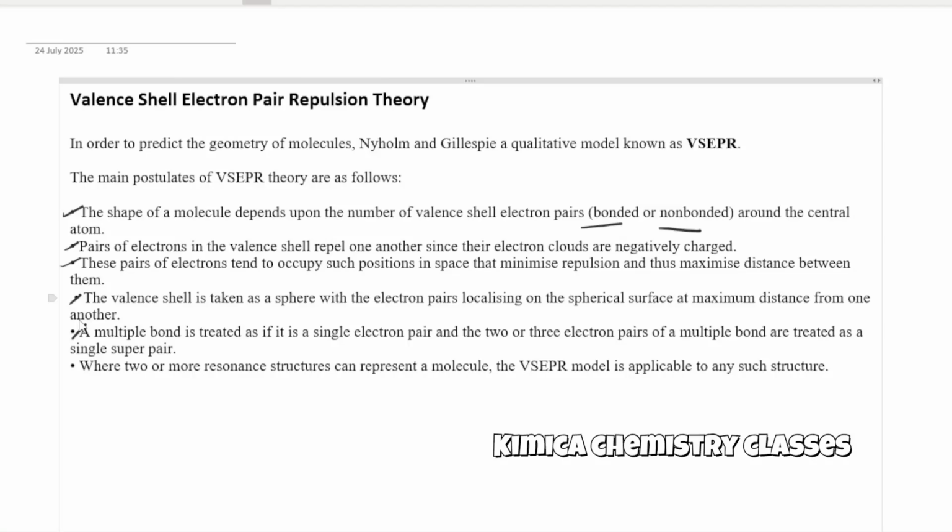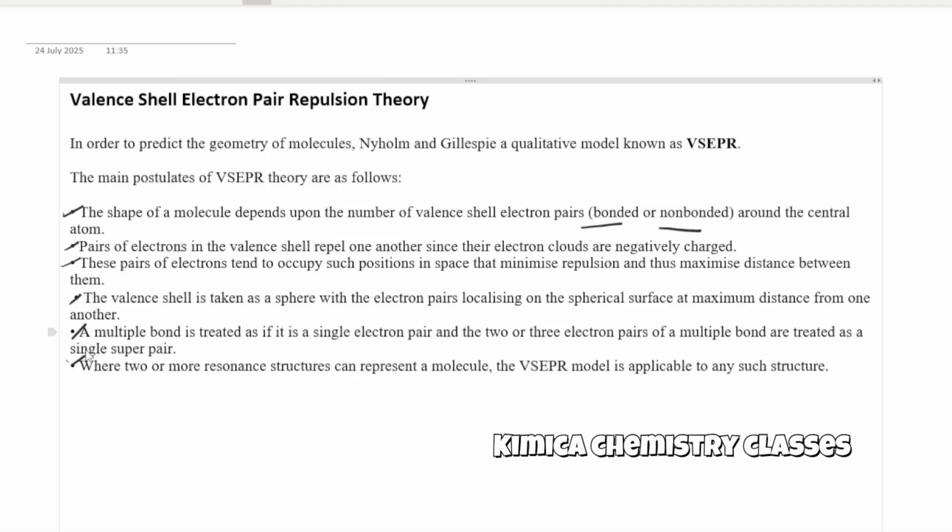And the last postulate is where two or more resonance structures represent a molecule, the VSEPR theory model is applicable to any such structure. If a molecule can be drawn in different ways, or we call it resonance structures, what happens? The molecule is drawn in different structures. The VSEPR model can be applied to any one of those structures because what matters is just the spatial arrangement of electron pairs, not the exact bonding in any specific resonance form, right? So these are the postulates of VSEPR theory.